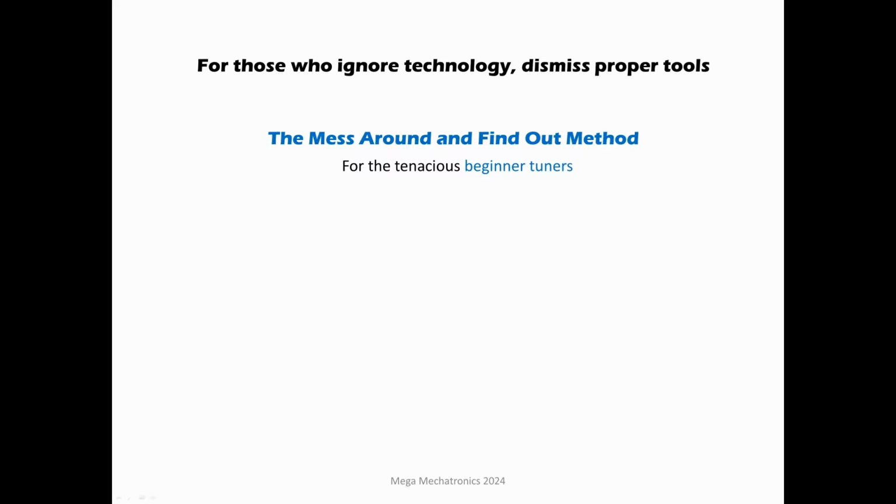And then for those who ignore this technology, dismiss the proper tools, there's the mess around and find out method, which is commonly used by beginners, the tenacious beginner tuners. And why I say tenacious is because if you're a tenacious beginner tuner, you're going to do a lot of messing around and a lot of finding out, and it will eventually lead to you being the carb whisperer.